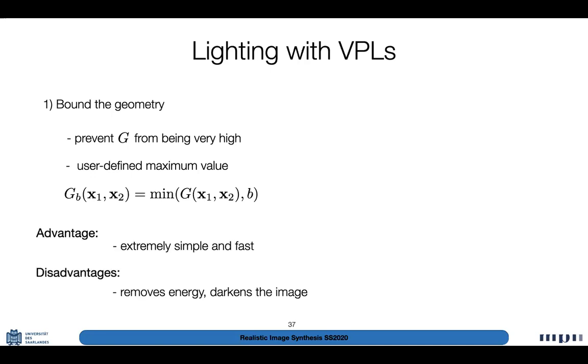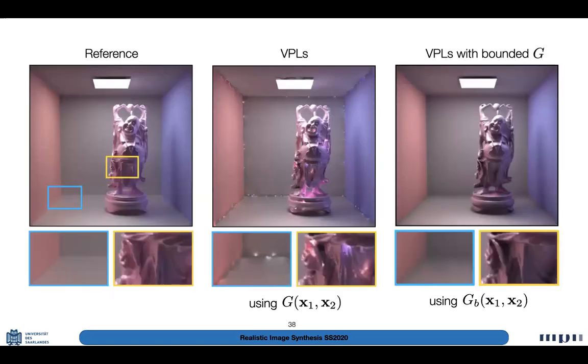The advantage, of course, is that it's extremely simple and fast. There is nothing you really need to do. You choose your threshold. The problem is that it removes the energy, so it darkens the image.